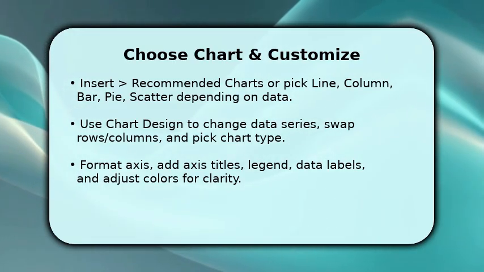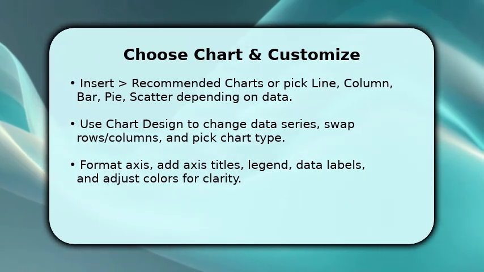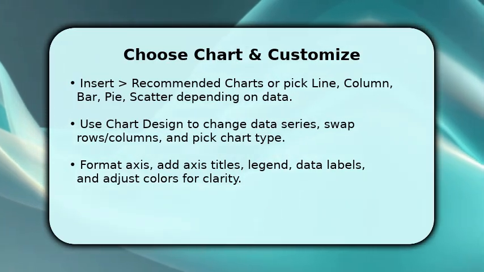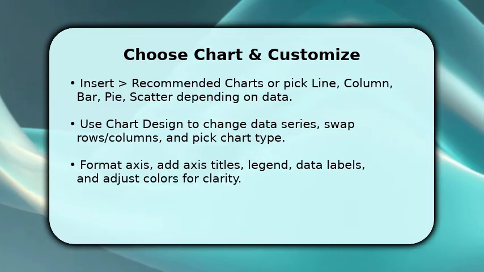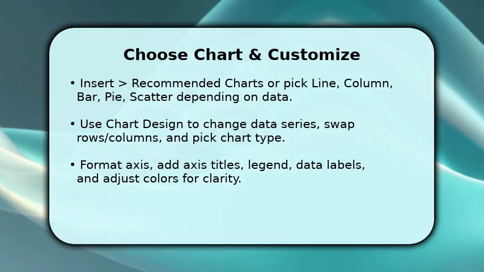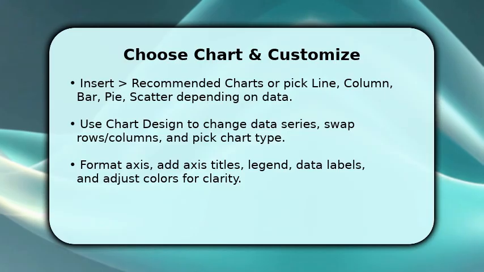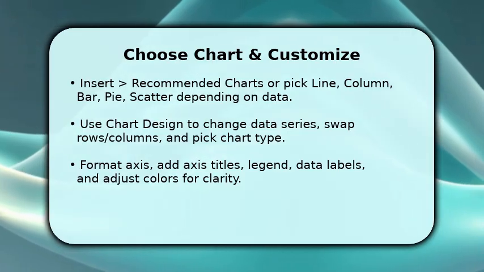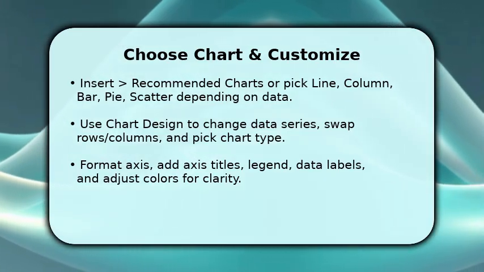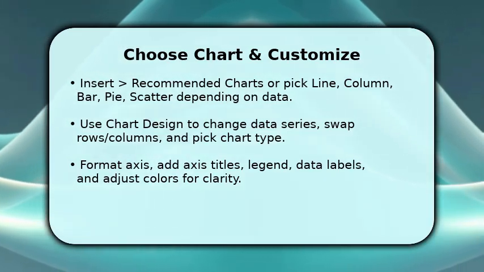Swap rows and columns if series are reversed, or add and remove series. Once the structure is right, use Format to style axes, add axis titles, data labels, and adjust colors for accessibility. Make sure grid lines and scale reflect the data range so values aren't misleading.